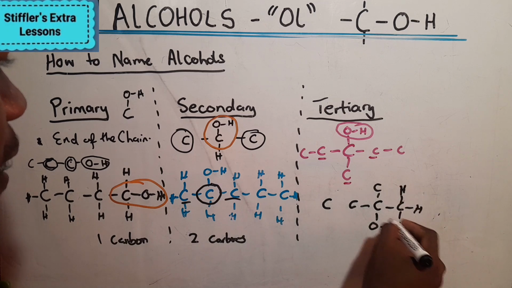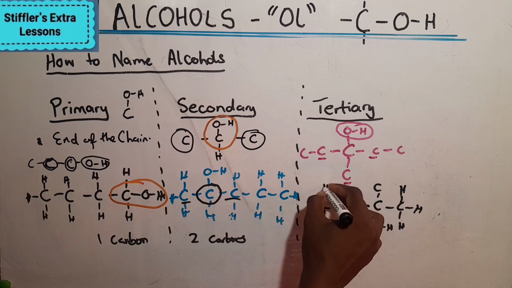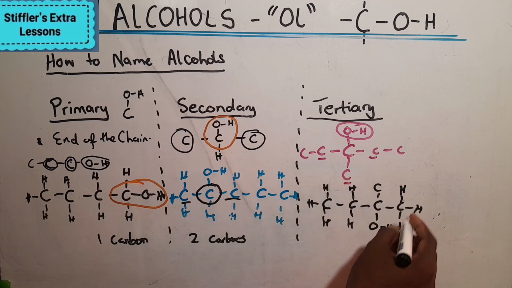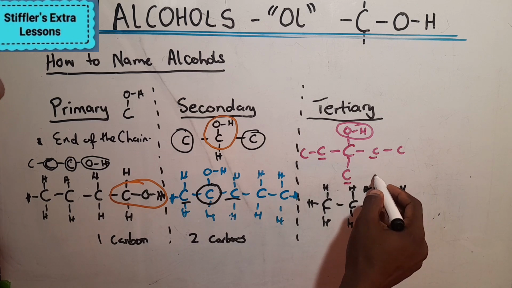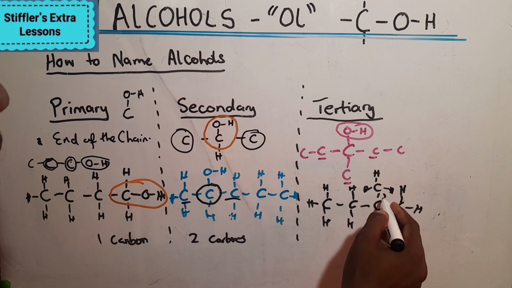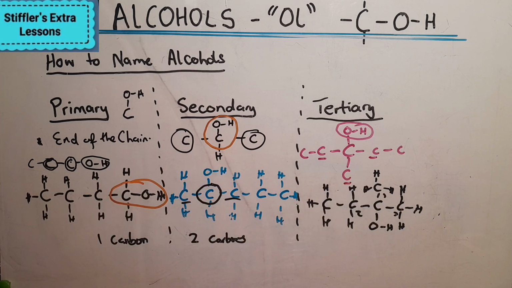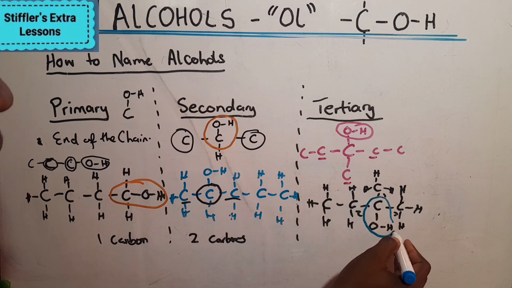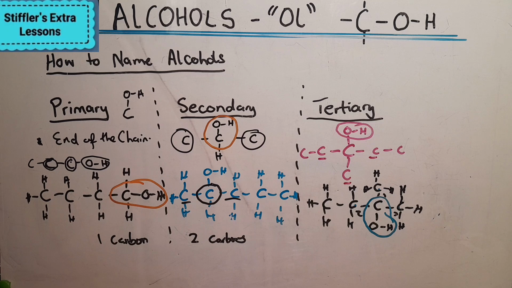We can have something like this. So it means that this is a tertiary alcohol now, because this carbon that is carrying the hydroxyl is bonded to three other carbons. So 1, 2, and 3. The carbon carrying the hydroxyl is bonded to three other carbons, 1, 2, and 3 like that. Can you see that? So that's how you can differentiate between primary, secondary, and tertiary.